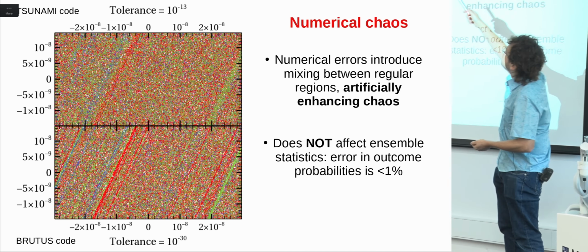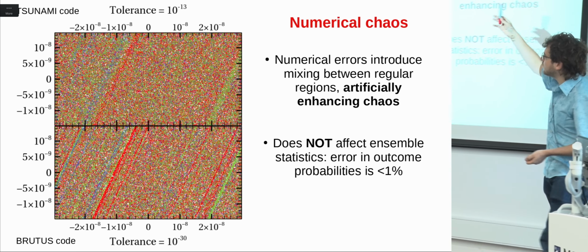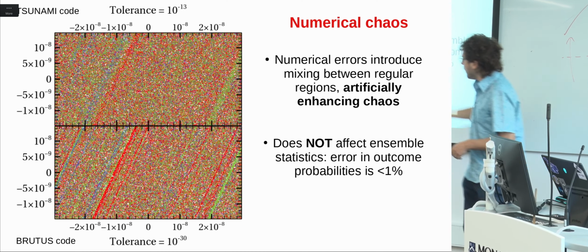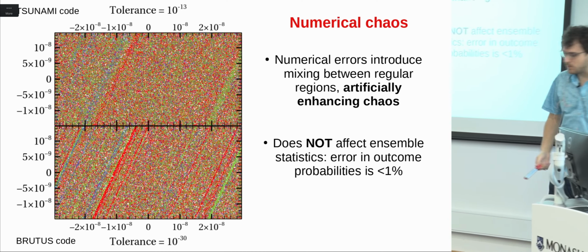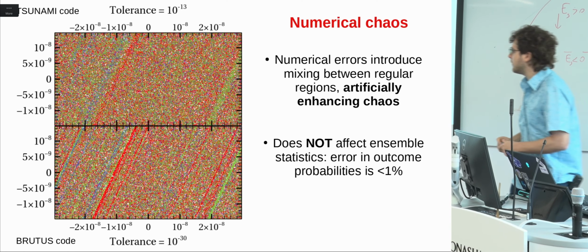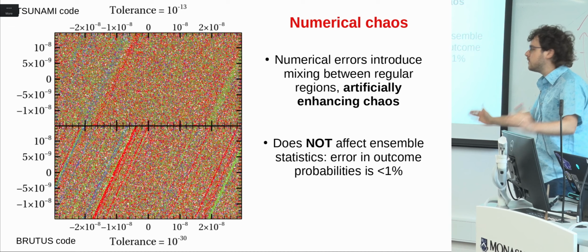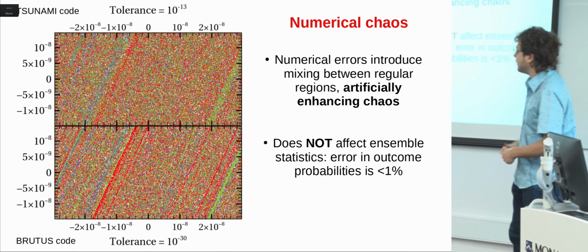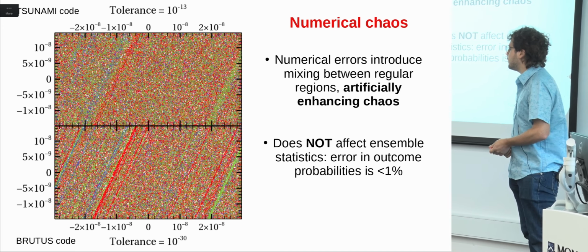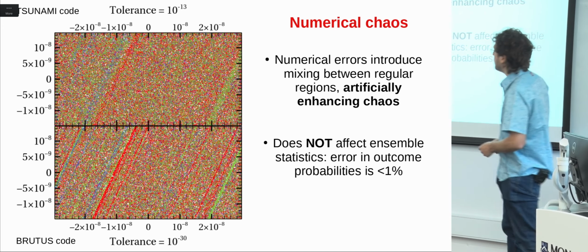And I use my own code, which has a tolerance accuracy, let's say, of 10 to the minus 13. And on the bottom is the Brutus code, which is an arbitrary precision, arbitrary word length integrator. So you can add as many bytes as you want, and you can decrease your tolerance as much as you want. And it can be as accurate as you want, as long as you have time to wait for the integration to happen.